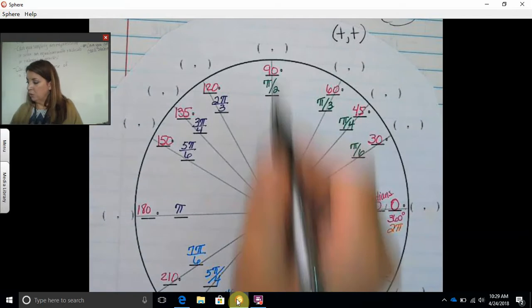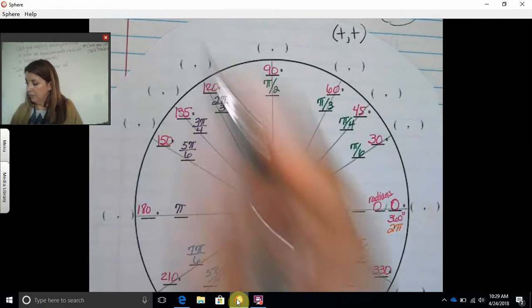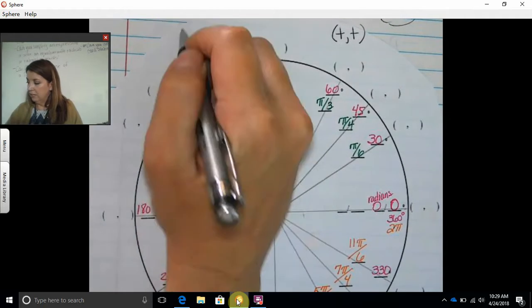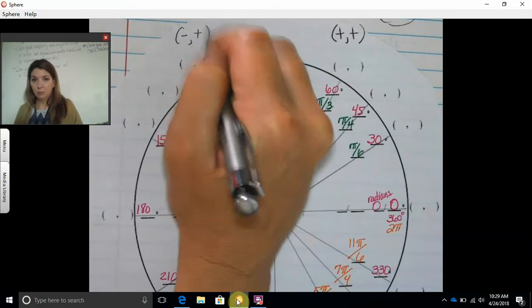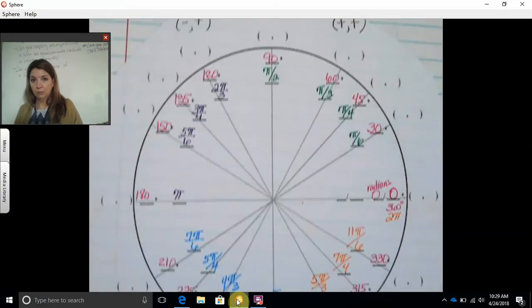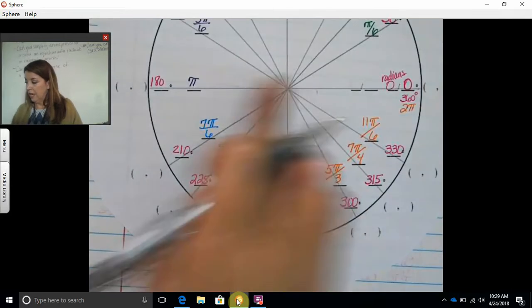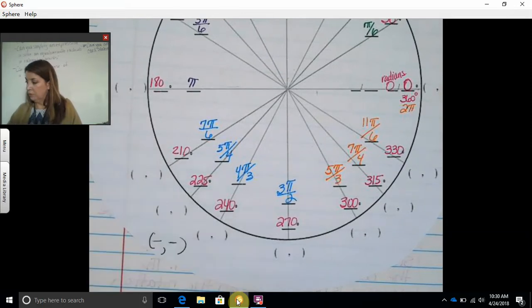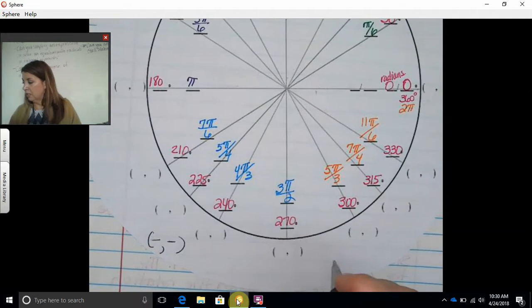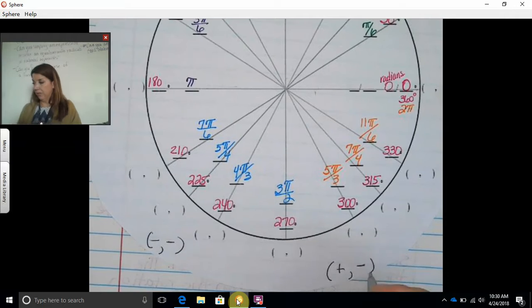So in this second quadrant, are your x values positive or negative? The x's are negative and y's are positive. In this third quadrant over here, x's are negative and y's are negative. And in my fourth quadrant, x's are positive, y's are negative. Okay.